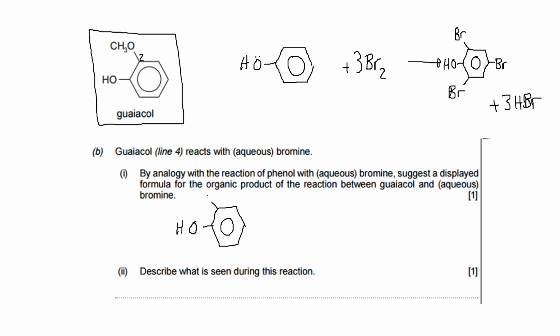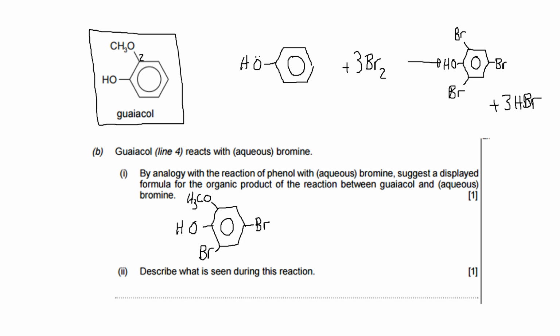You'd still have your OCH3 in the 2 position, and then the bromine in the 4 and the 6. So that's the only acceptable answer there.